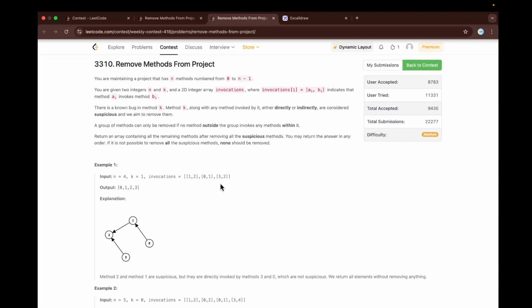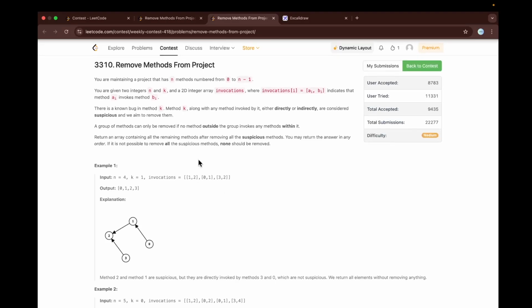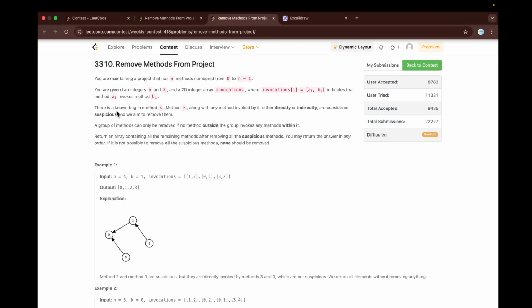But there is a bug in node K, and it affects the node as well as any other node that is directly or indirectly invoked. And we need to remove these suspicious nodes. As we can see here, there is a bug at node K, and along with any method invoked by it, either directly or indirectly, we consider them as suspicious.